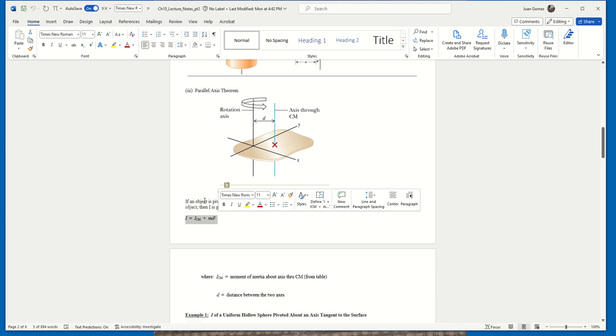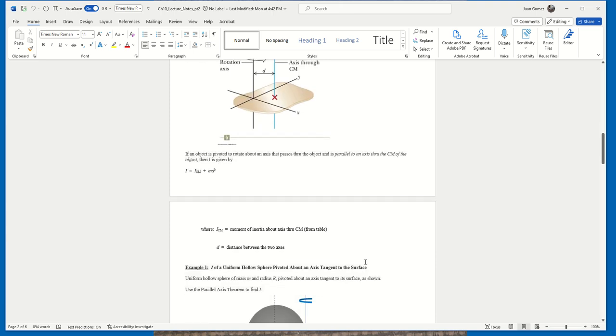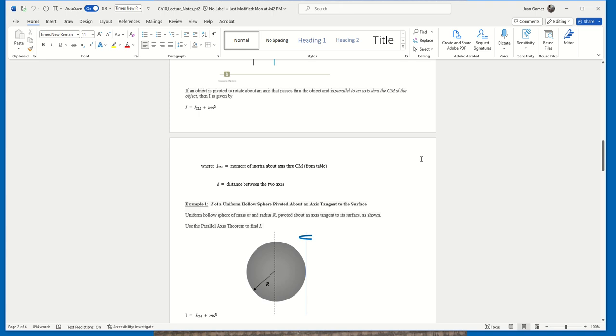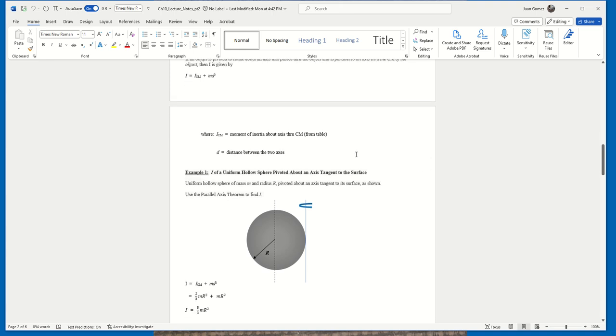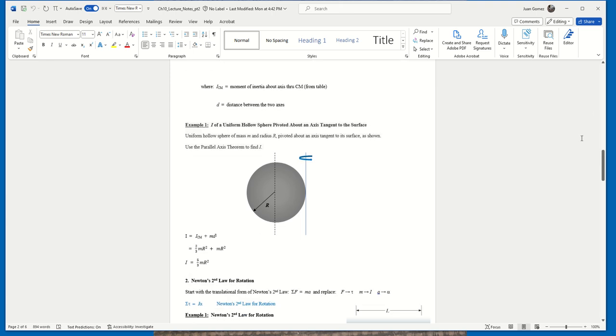Well, what is m? M is simply the mass of the object. What is d? D is simply the distance between the two parallel axes, one of which always passes through the CM. So right there, ICM is the moment of inertia about an axis through the CM. How do you know those? From the table. D is the distance between the two axes.